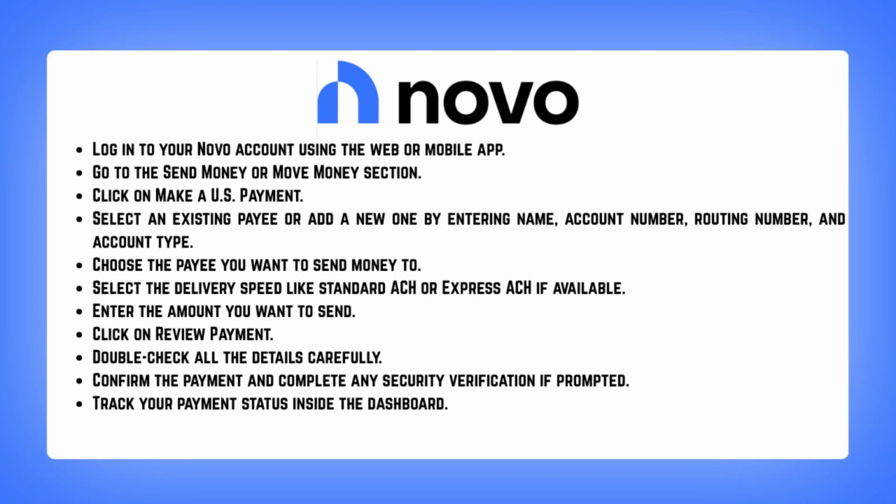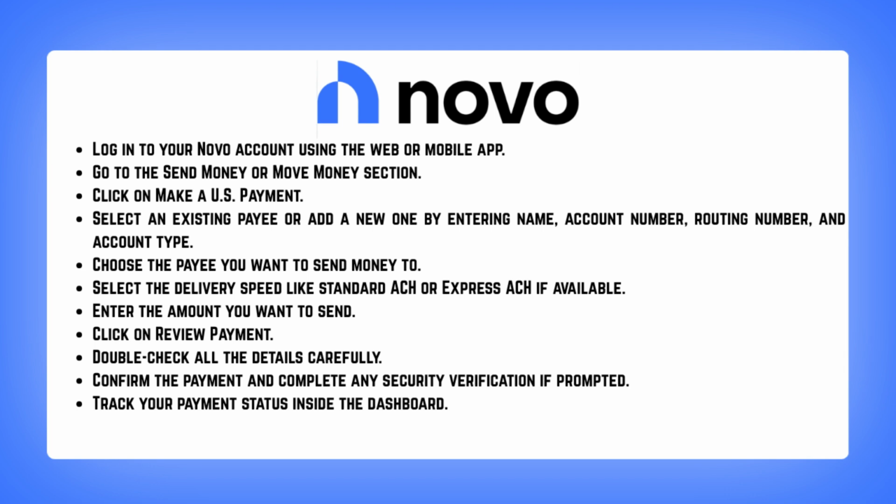If you've already added a payee before, just select them from your list. If not, click on Add Payee and enter their details, including their name, bank account number, routing number, and account type. Make sure everything is correct because incorrect details can delay or fail the payment.